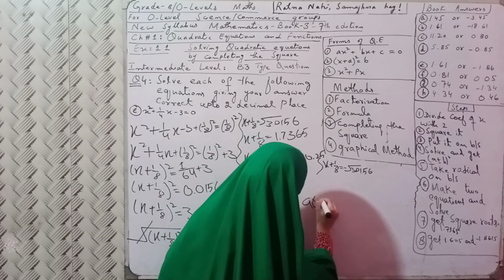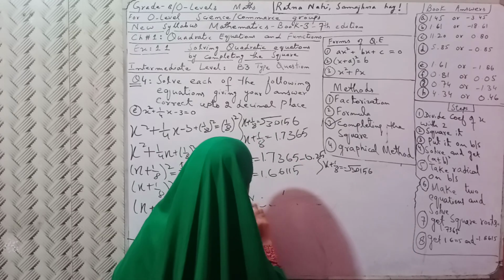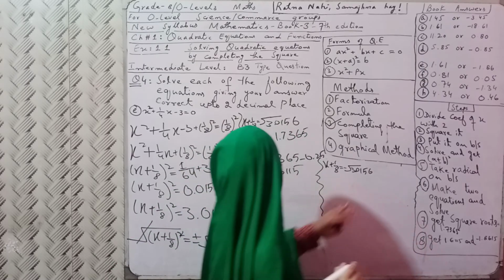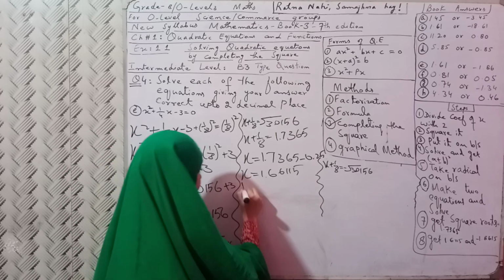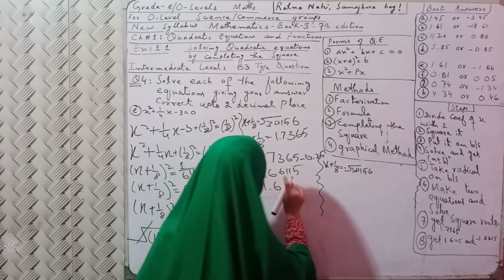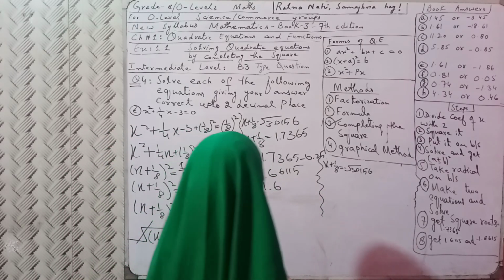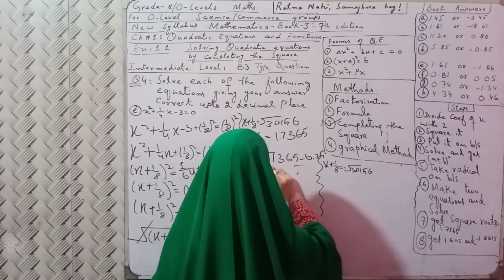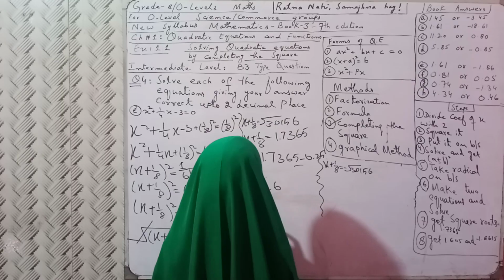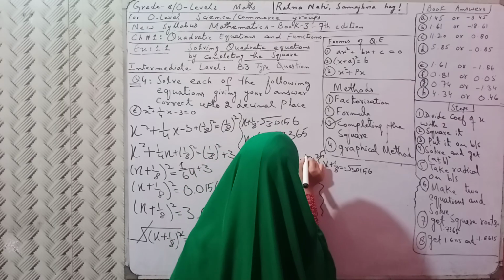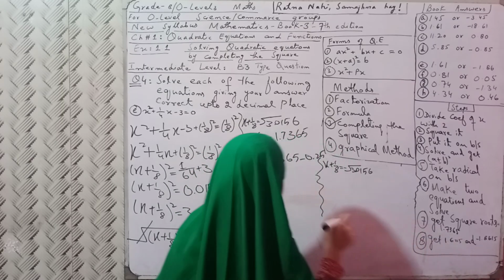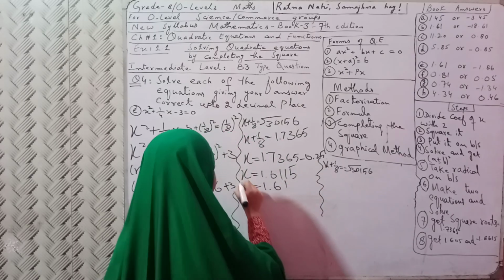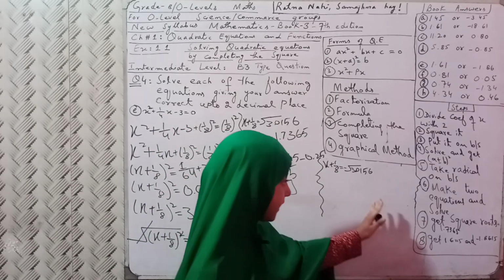Roots are, so now we will do the round off. So x is equal to 1.61. Now we can solve the second one.